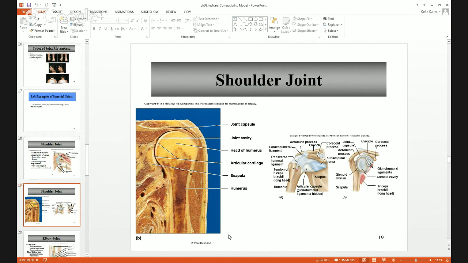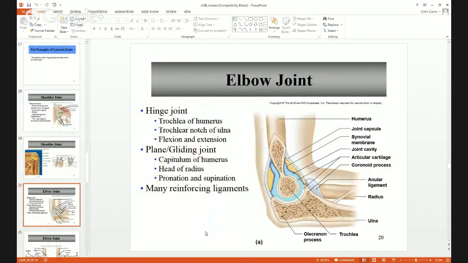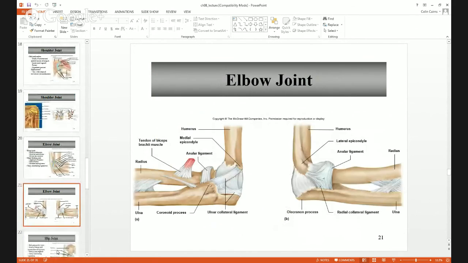Another picture of it. Again, the elbow, it's a hinge joint, and a plane and gliding joint. There's many reinforcing ligaments in the elbow. Another picture of some of the ligaments. You can see the connective tissue between the radius and the ulna.